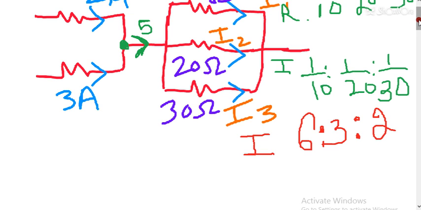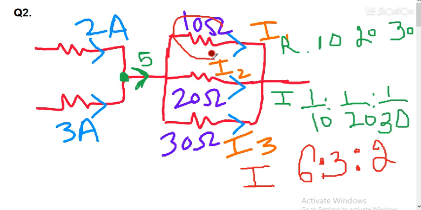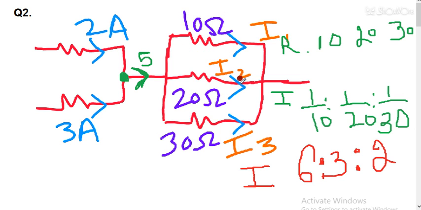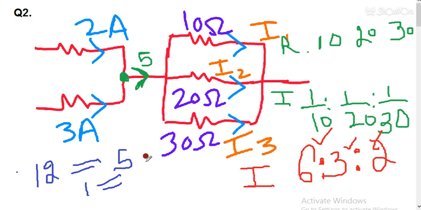So 6 parts of this 5 ampere current will flow in this resistance, 3 parts will flow in this resistance and 2 parts will flow in this resistance. I will explain in detail. So now students, count these parts. 6 plus 3 is 9, 9 plus 2 is 12. That means 12 parts is equal to 5, so one part value is 5 by 12.